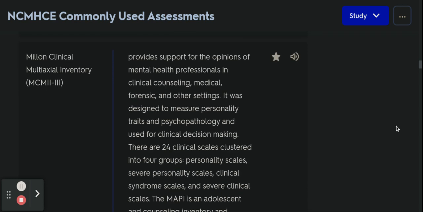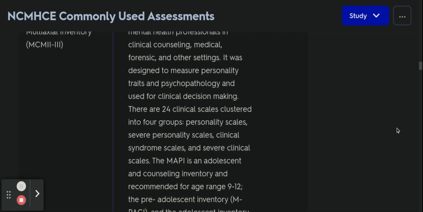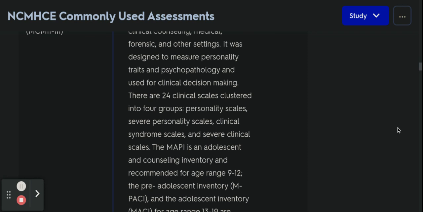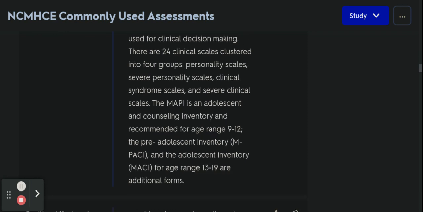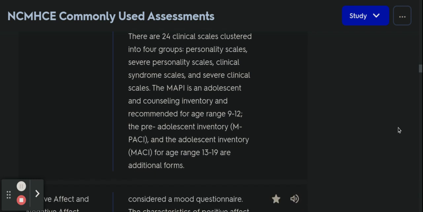Millon Clinical Multiaxial Inventory, MCMI-III, provides support for the opinions of mental health professionals in clinical counseling, medical, forensic, and other settings. It was designed to measure personality traits and psychopathology and is used for clinical decision making. There are 24 clinical scales clustered into four groups: personality scales, severe personality scales, clinical syndrome scales, and severe clinical syndrome scales. The MACI is an adolescent and counseling inventory recommended for ages 9 through 12. The pre-adolescent inventory and the adolescent inventory for age range 13 to 19 are additional forms.